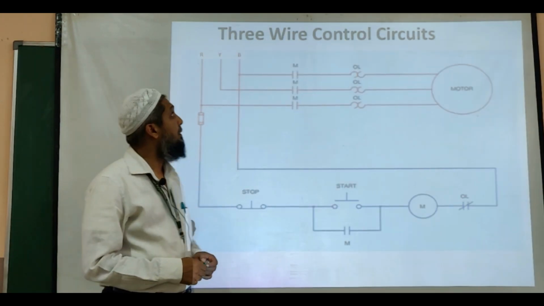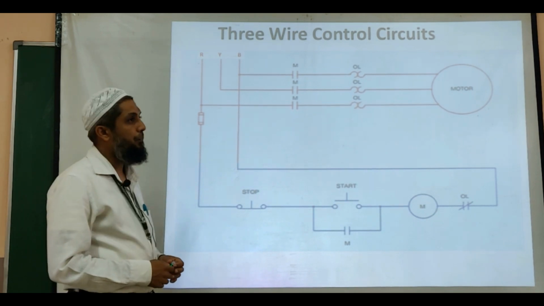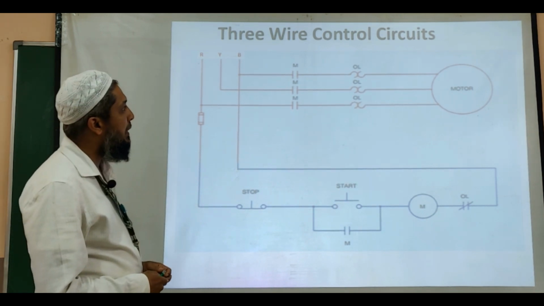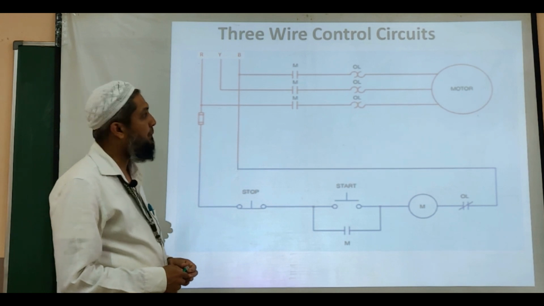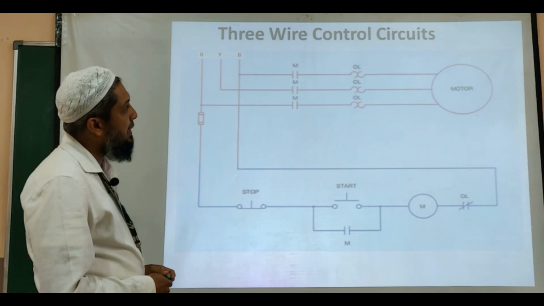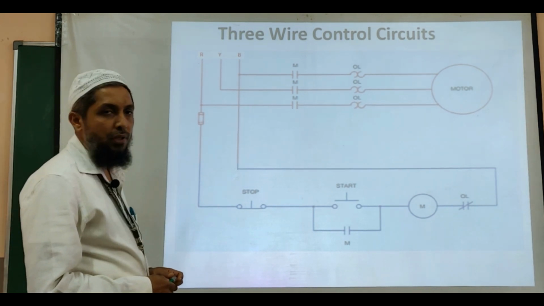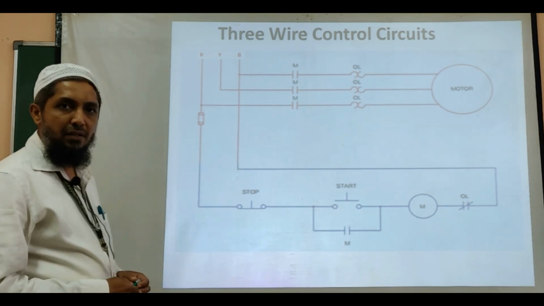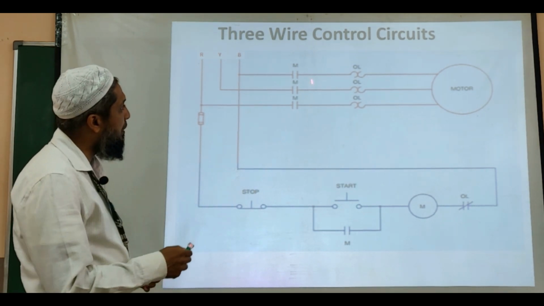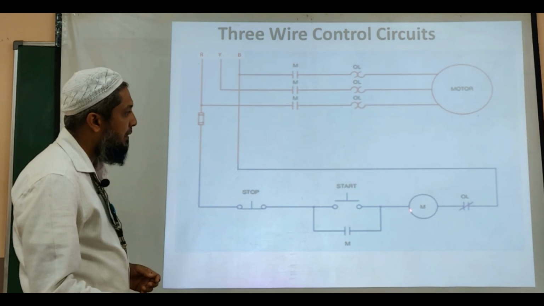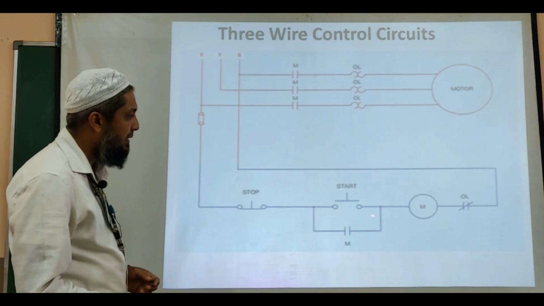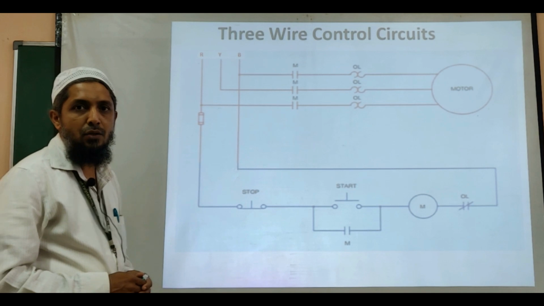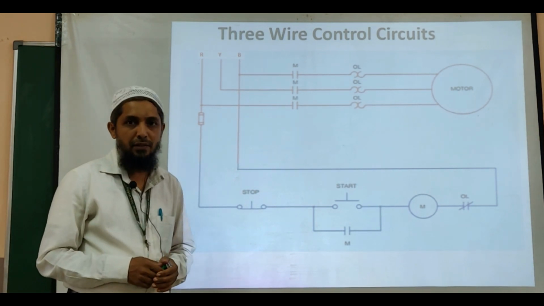Now coming to the 3-wire control circuits. Again we are considering an application of a 3-phase motor here. So this application consists of a 3-phase motor and a 3-phase starter. The 3-phase starter consists of 3 contacts and 1 coil, and this is the auxiliary contact. So these are the main parts of the 3-phase contactor.